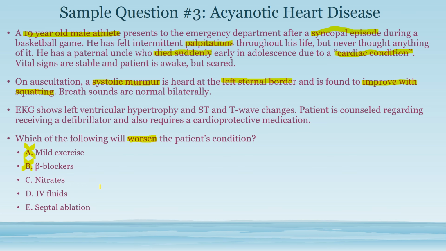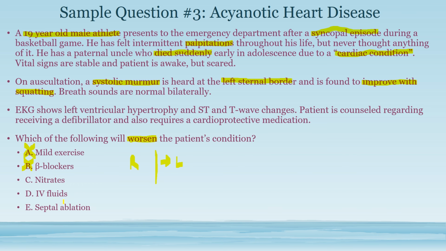Nitrates. If you give nitrates, what happens? Right, you venodilate and decrease the preload to the heart. Would that make this condition better or worse? It would definitely make it worse. If you decrease preload, remember there's less blood in the left ventricle, so the interventricular septum, which is in between the right and the left, will be pushed over to the left, and that'll narrow the outflow tract and cause more of an obstruction and worsen the patient's condition. So we can hold on to nitrates.